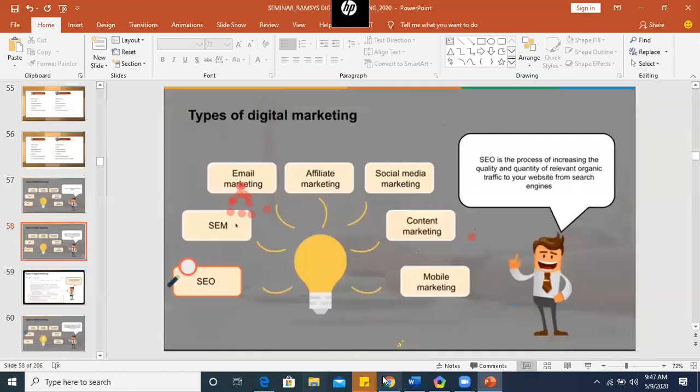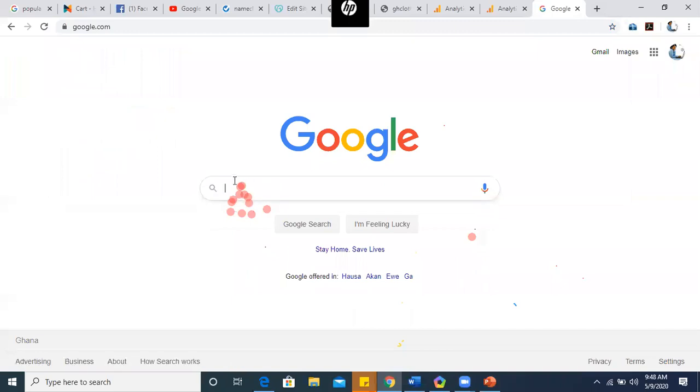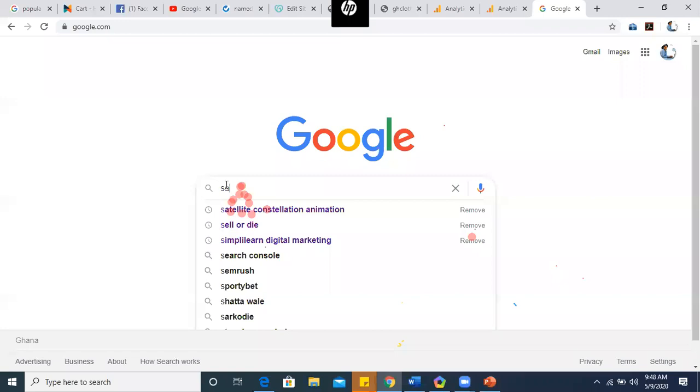So let's assume that I go to google.com and want to search for something. Somebody should give me something to search for. What should I search for? Ace Life Ghana. Take your time. What should I search? Jomet Digital. No, I want a service. I want to buy a service, not a company. Samsung shop. Okay, let me do Samsung phones. That's good.